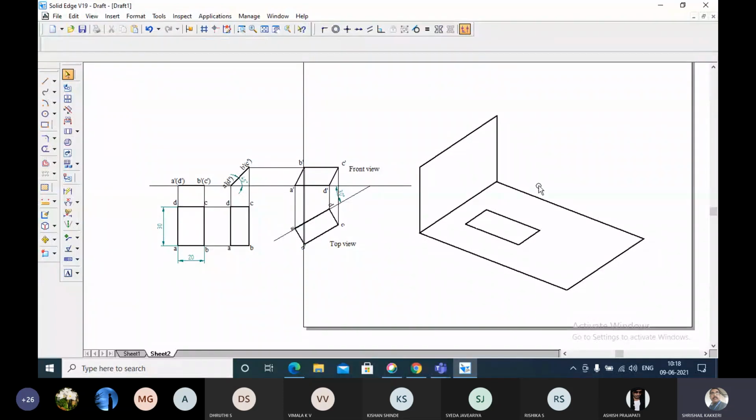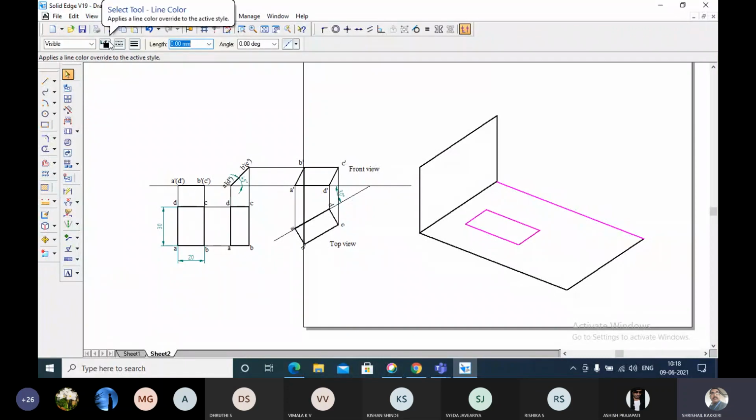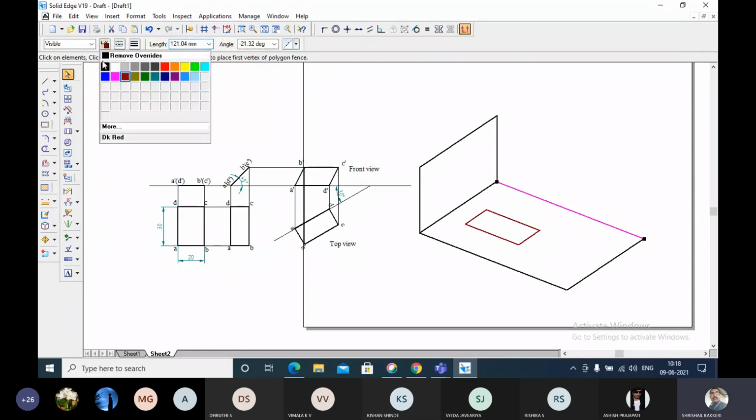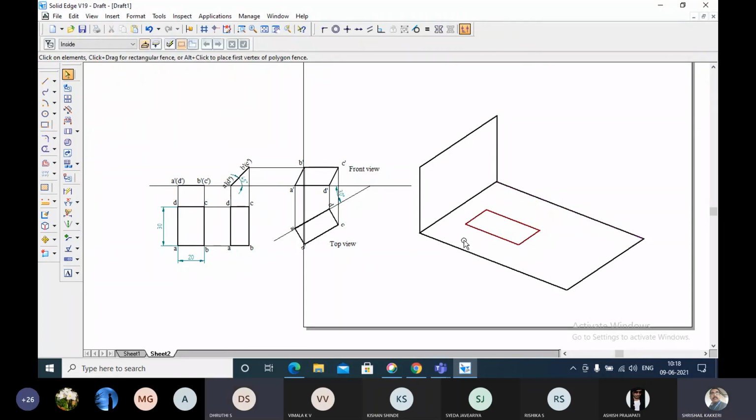Let me take the line and project it onto this. Now this is the lamina. Are you understanding what I'm doing? Yes, sir. The initial position of the lamina I have shown.